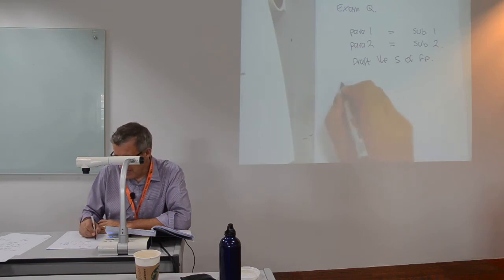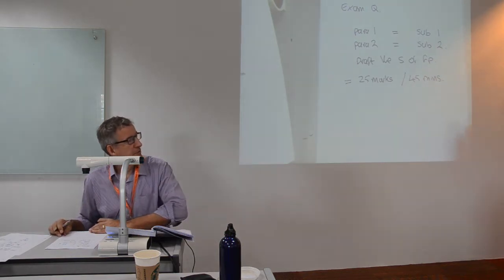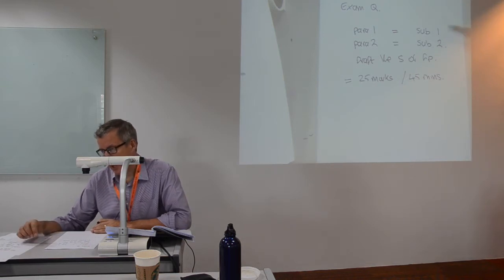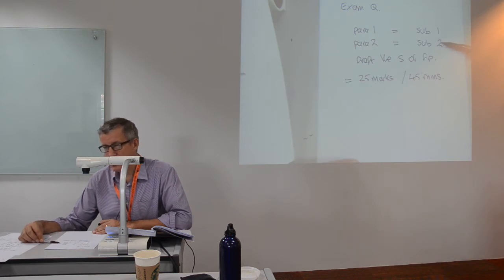Now at this stage, you have got something like 25 marks and you have got a budget of something like 45 minutes. So typically, you might think that you've got something like 15 minutes here, 15, 20 minutes here, 15, 20 minutes here, and then a kind of manic 5 or 10 minutes here.